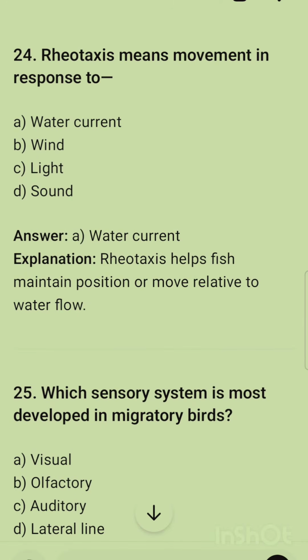Next is rheotaxis means movement in response to. Options are water current, wind, light, and sound. The correct option is water current, as rheotaxis helps fish maintain position or move related to water flow.